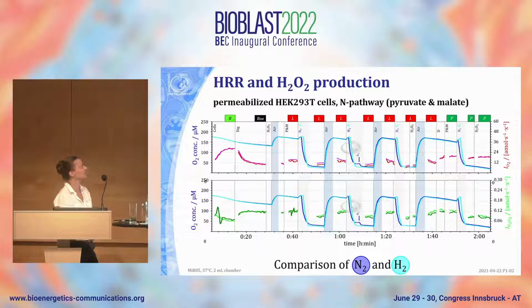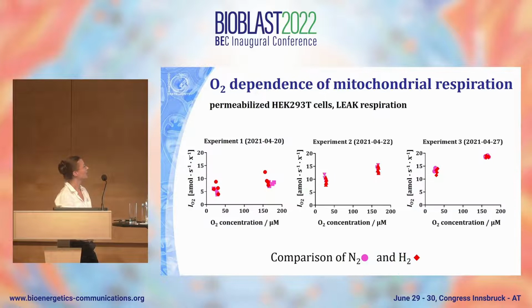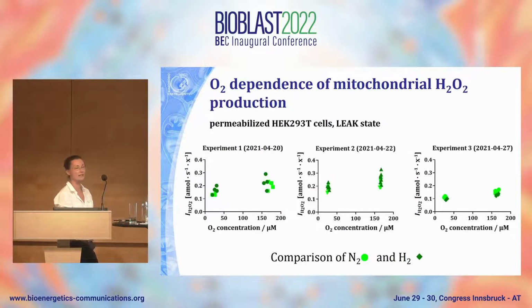And then we did several transitions, always starting at around air saturation and going down to about 25 micromolar. In the upper graph, you can see a representative trace of the respiration, and in the lower graph, the hydrogen peroxide flow. And we measured mainly in the leak state, because this is the state where you will have the highest hydrogen peroxide production. And when we analyzed these data, we did 3 experiments.